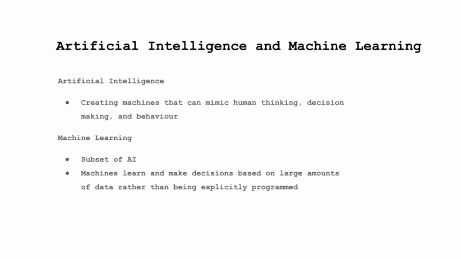Now I will be going over the definitions of artificial intelligence and machine learning, and how it plays into facial detection itself. Artificial intelligence, by definition, is the concept of creating machines that can mimic human thinking, decision-making, and behavior. Machine learning is a subset of artificial intelligence in which machines are able to learn and make decisions according to large amounts of data rather than being explicitly programmed.